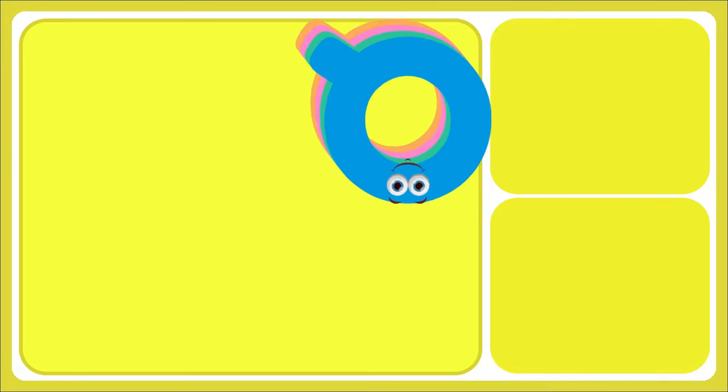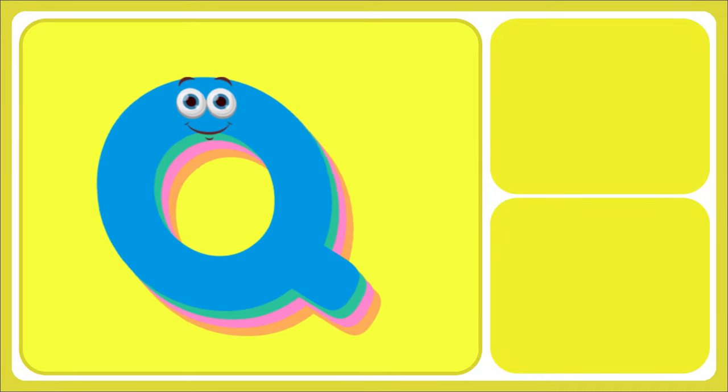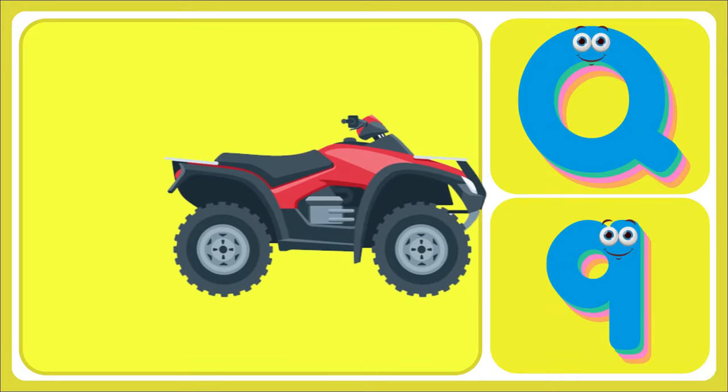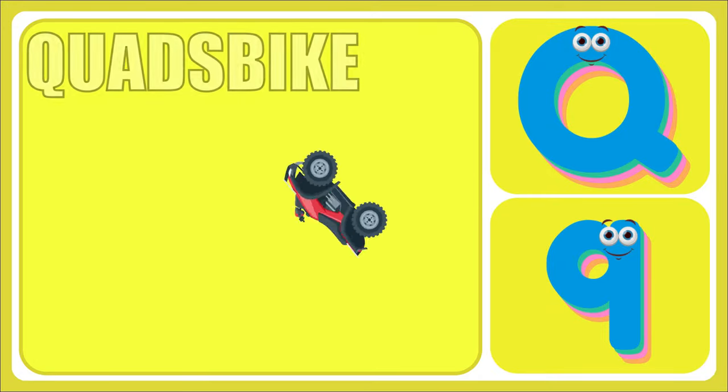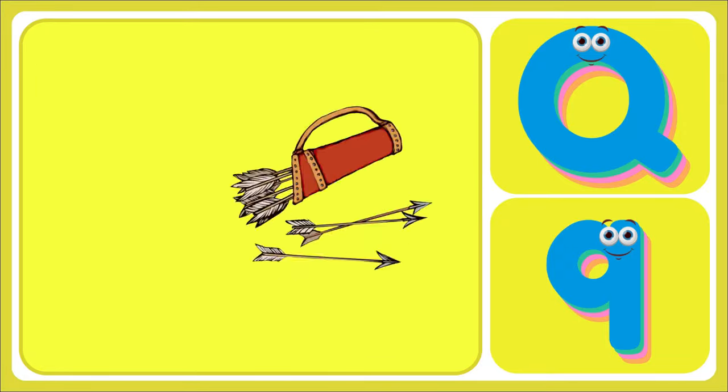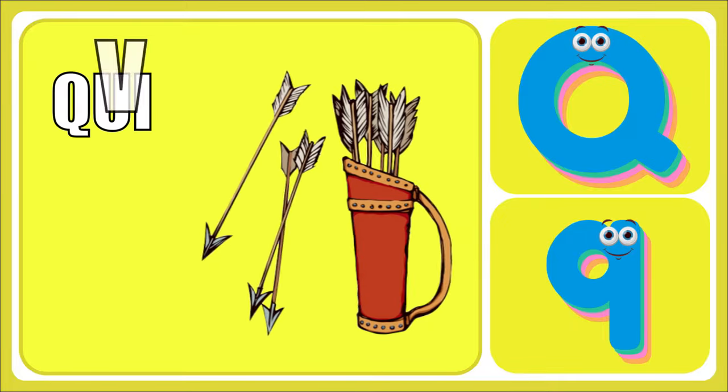Have you ever seen the letter Q? Hi, I am letter Q. And my sound is ka, ka, ka. And the words that start with me are quartz bike, ka, ka, quartz bike. Quiet, ka, ka, quiet. Quiver, ka, ka, quiver. Today we will learn alphabets and their sounds.